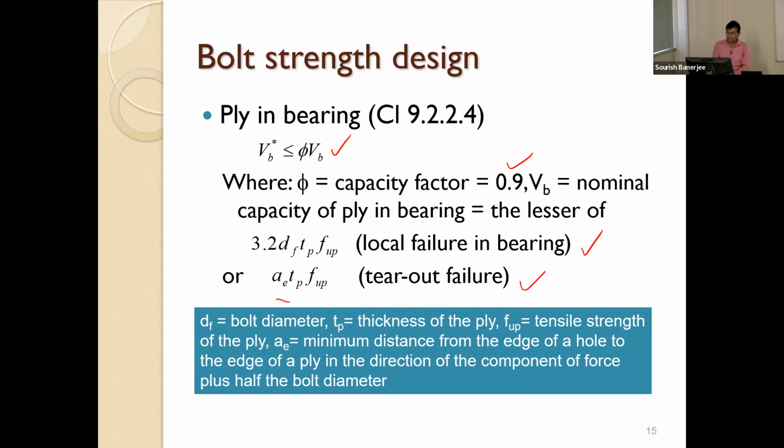So what are these terms? If you look at DF, which is the bolt diameter, TP, the thickness of the plate or thickness of the ply, and then FUP, which is the tensile strength of the ply. All these parameters we have seen in previous tables, tables 9 and 10. And then this AE, which is the minimum distance from the edge of a hole to the edge of the ply in the direction of the component of force plus half the bolt diameter, and FUP we know. Okay, so basically these are the two failure modes. Now, if we quickly go back.